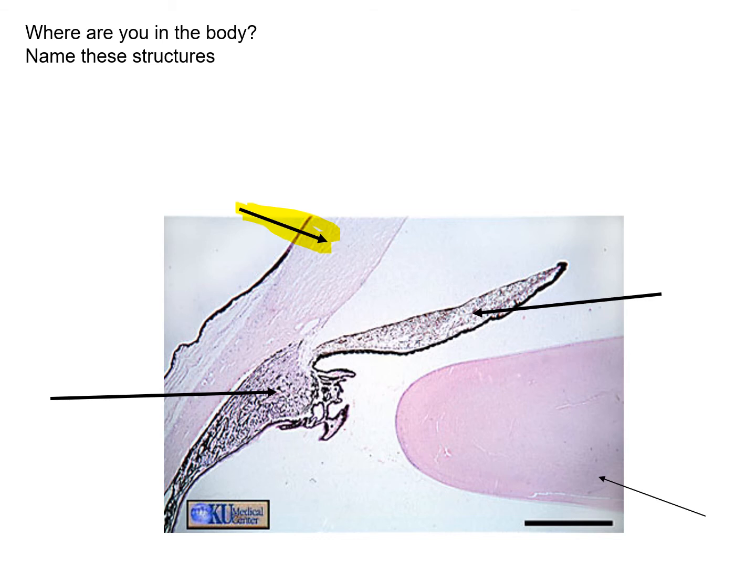Cornea, lens, and then iris. Iris, then lens. Iris, then lens, and then what about the last arrow?